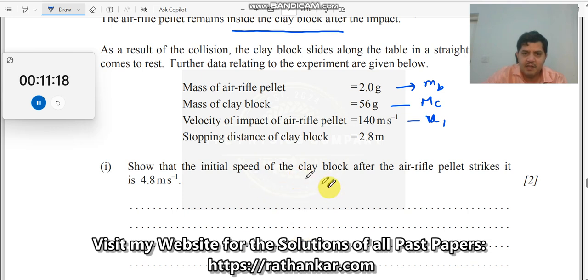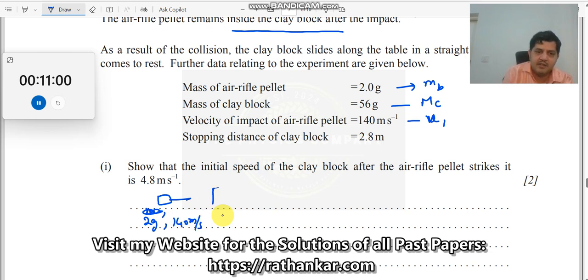Show that the initial speed of the clay block system after the air rifle pellet strikes it is 4.8 meter per second. So when you have the bullet whose mass was 2 grams and its velocity was 140 meter per second, and when it hit the clay block, whose mass was 56 grams and its velocity was 0, the clay block started to move. The total mass, since the pellet was stuck inside it, is 56 plus 2, 58 grams, and the velocity is unknown. We need to find this velocity v.